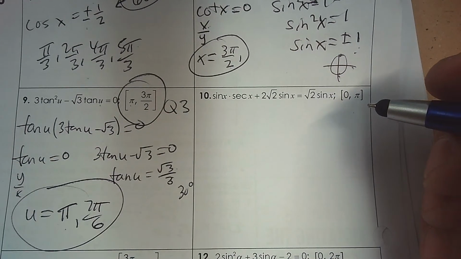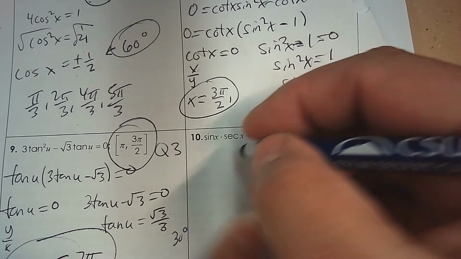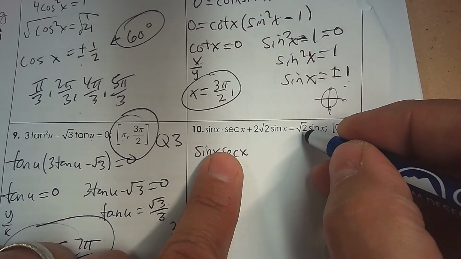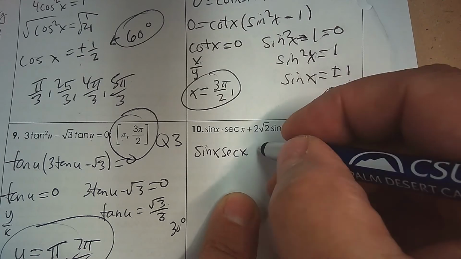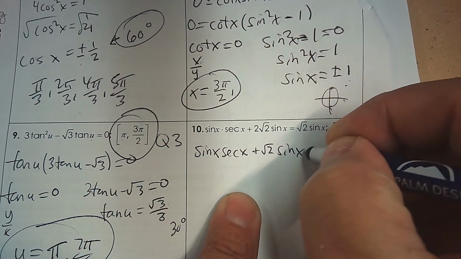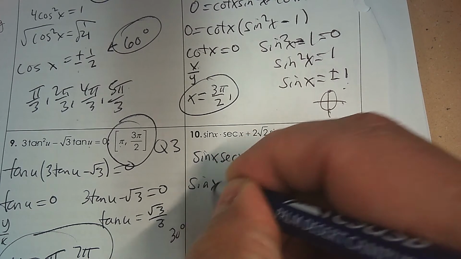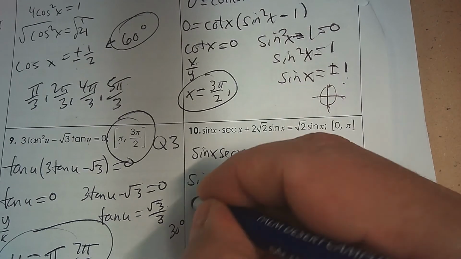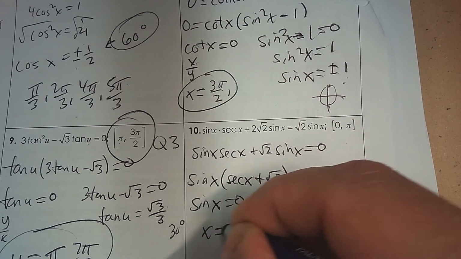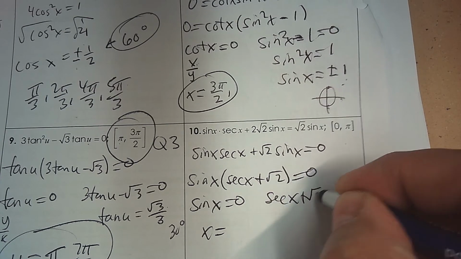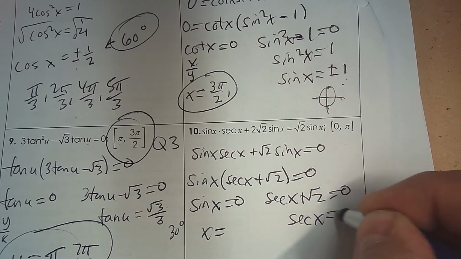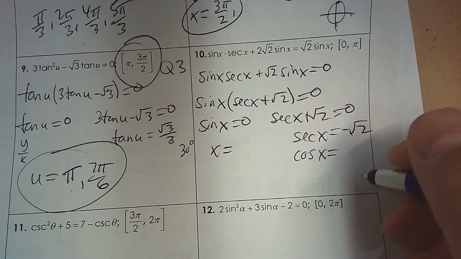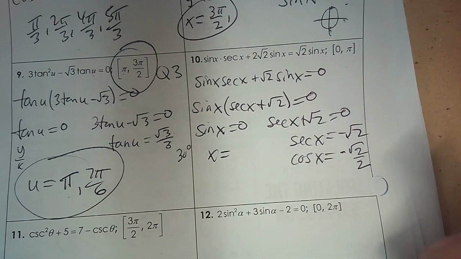All right, number 10. Combine like terms. So I'm going to subtract root 2. So 2 subtract 1 leaves me with 1 root 2. Now it's equal to 0. Factor out a sine x. So you have secant x plus root 2 equaling 0. So we have sine x equals 0. And then the other one we have secant x plus root 2 equals 0. So I'm going to subtract root 2 to get secant by itself. And then I'm going to do the reciprocal so I can understand it. And the reciprocal of that, when you rationalize it, is negative root 2 over 2.